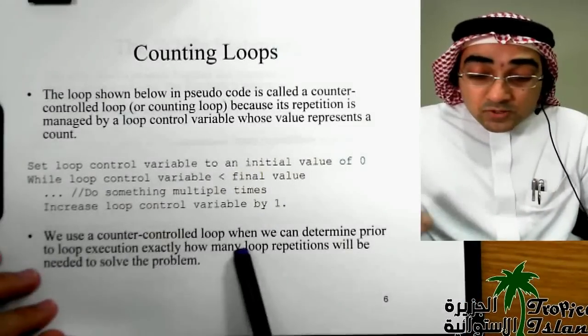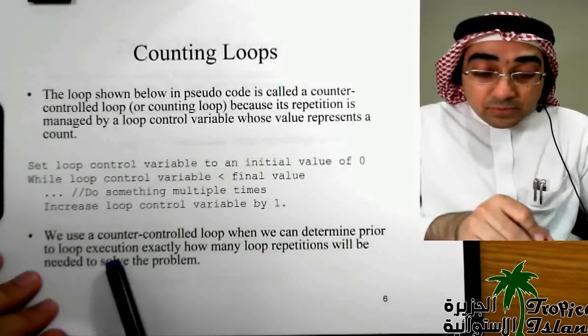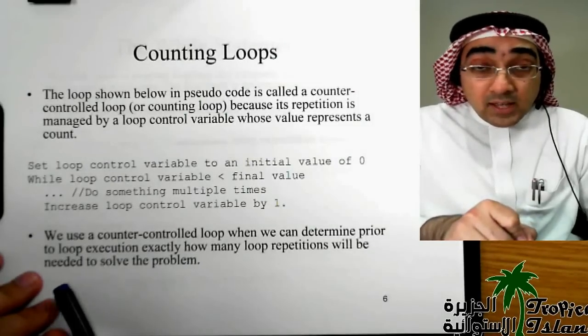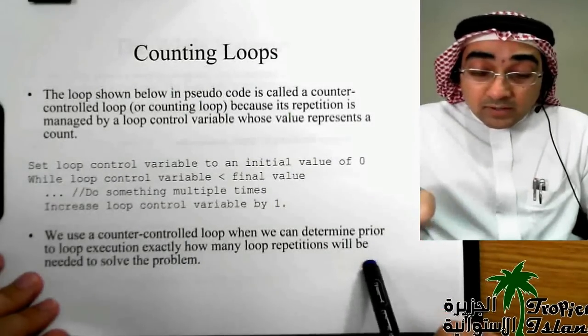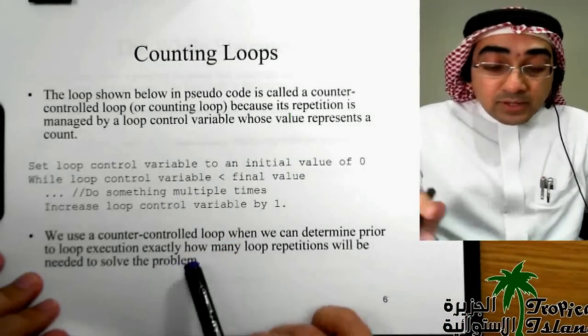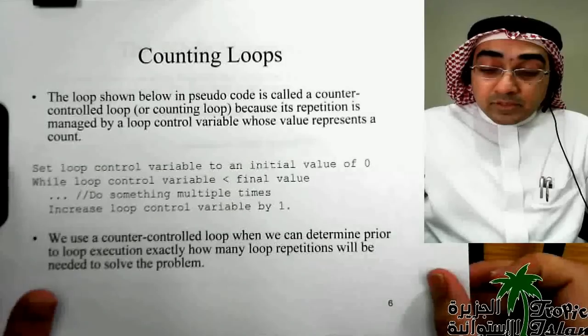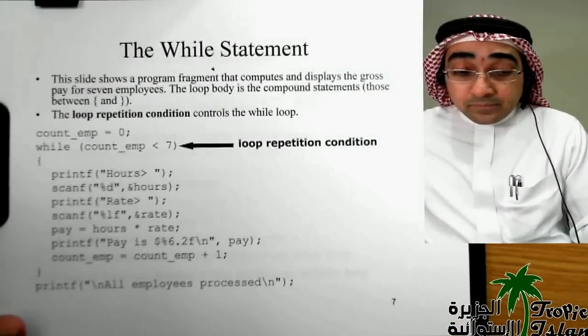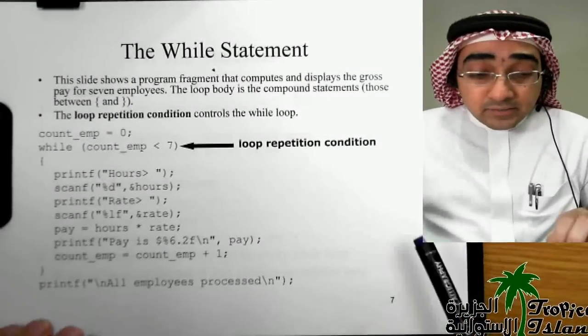So we use counting loops when we can determine prior to the loop execution exactly how many loop repetitions will be needed. If you do not know how many repetitions are needed, then you are not looking at a counting loop, you are looking at other types of loop. You only use the counting loop for repetitions where you know exactly how many times you have to count. Okay, this is a very easy example.